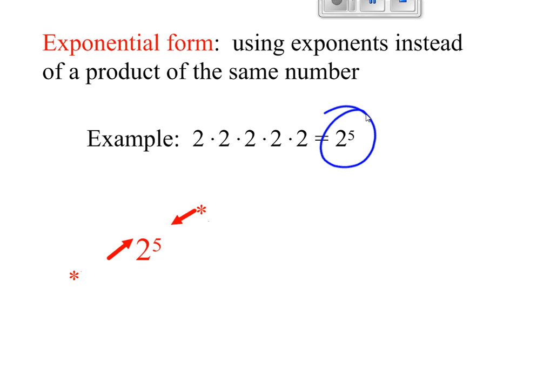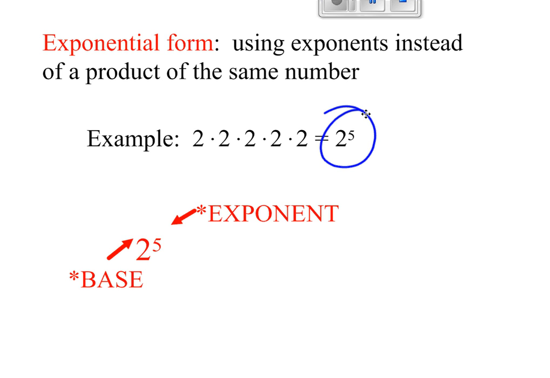Terms you need to know, write these down, please. The 2 down here is called the base. And up above, the 5, the small number up there, is the exponent. They are not the big number and little number. Do not call them the big number and little number. These are the base and the exponent. You'll be expected to know those terms, so please make sure you do know those.